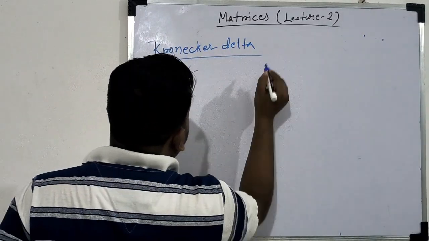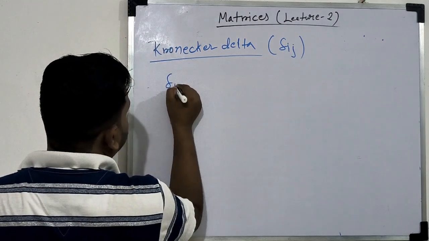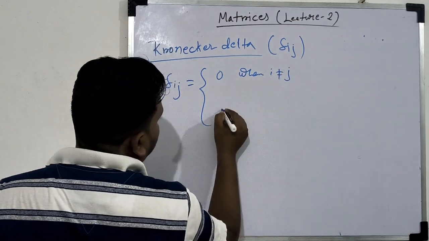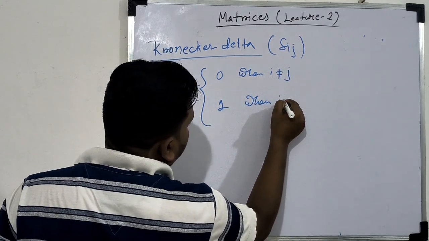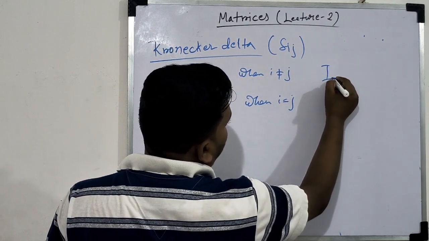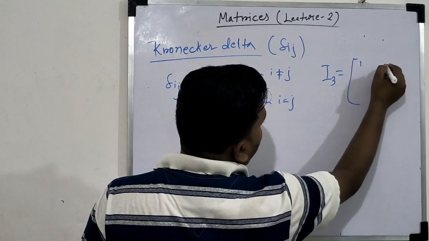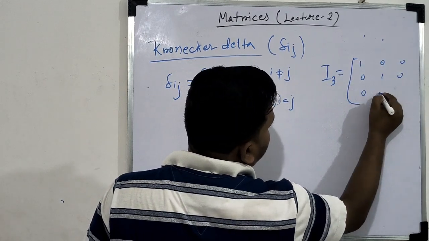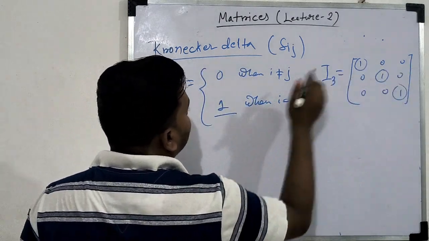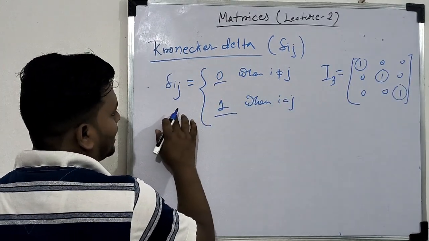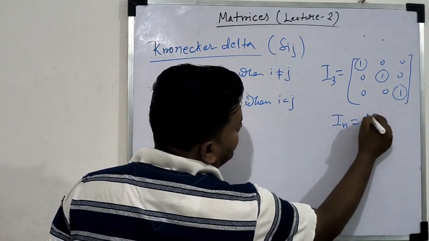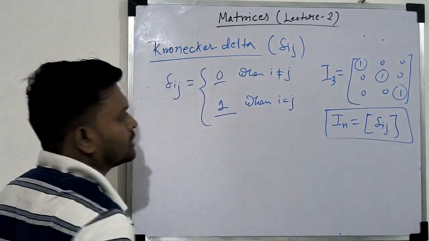Kronecker delta is a very interesting thing, defined as delta ij equal to 0 when i not equal to j and 1 when i equal to j. So exactly in the identity matrix, let us take I3, that is 1 0 0, 0 1 0, 0 0 1. Whenever i equal to j, the quantity is 1 and the others are 0. So this is similar to the Kronecker delta. So I n can be written as a Kronecker delta. So this is a special case.